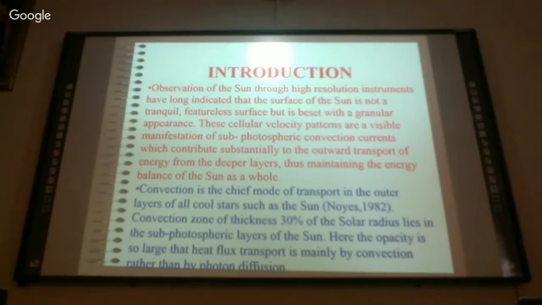Convection is the chief mode of transport in all cool stars such as the sun. A convection zone of thickness 30% of the solar radius lies in the subphotospheric regions of the sun. Here the opacity is so large that heat flux transport is mainly by convection rather than by photon diffusion.